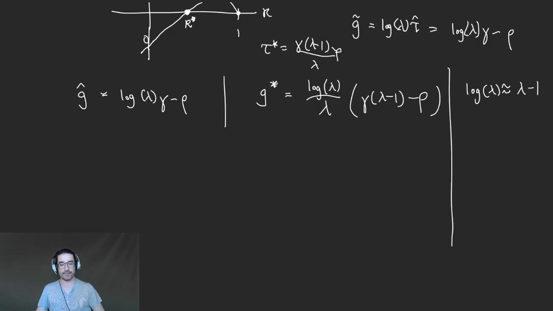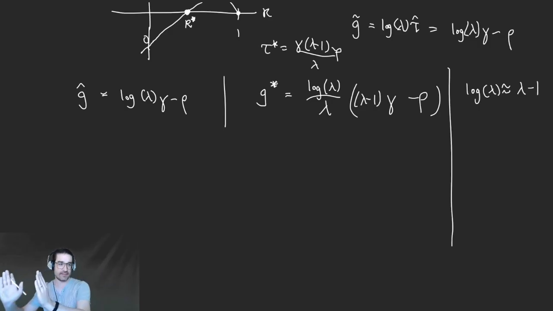Over time, the log of lambda is obviously sublinear, whereas lambda minus one is perfectly linear. But for small lambda, we would expect those two terms to look similar. So if you look at this term, and let's reverse the order so it's lambda minus one times gamma, then inside that parentheses, for small lambda, that's going to be about equal to that g hat term.